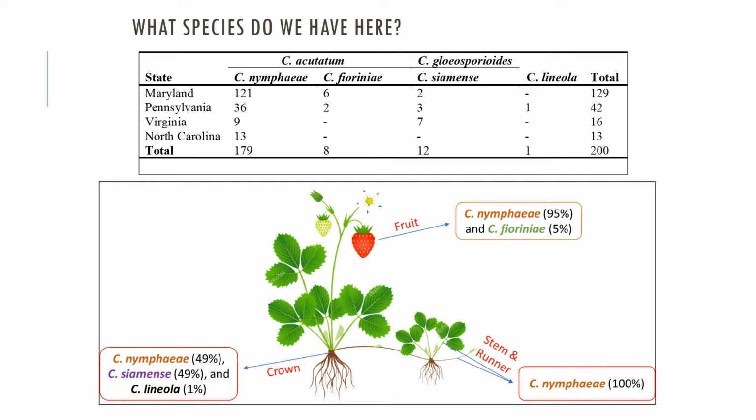Now, based on this, Colletotrichum nymphaeae seems to be the predominant species responsible for fruit rot as well as stem and runner infections. With regard to crown rot, both siamense and nymphaeae are primary pathogens.